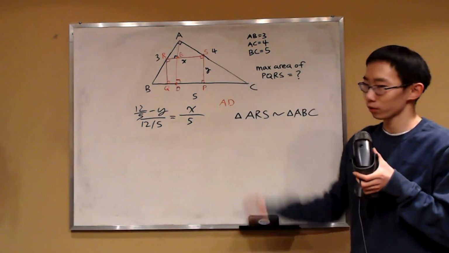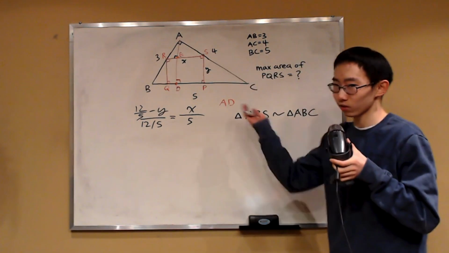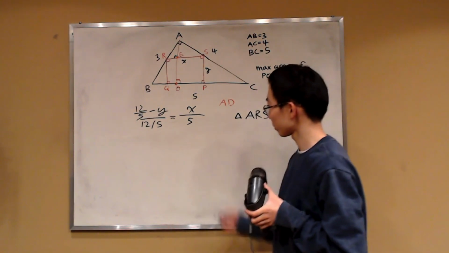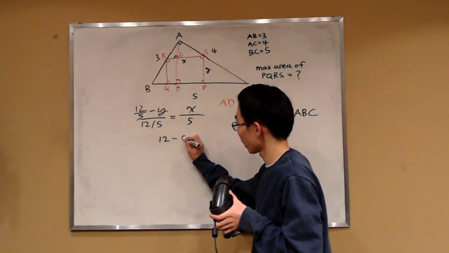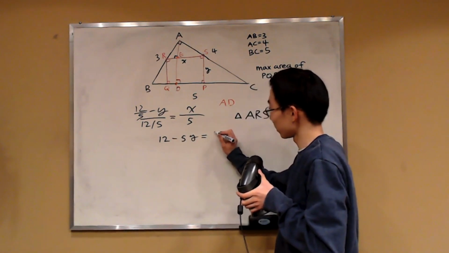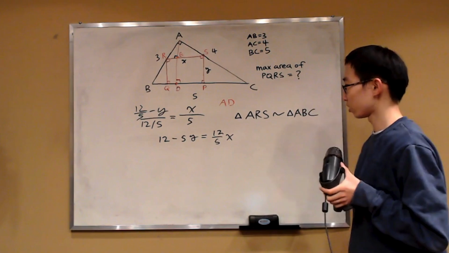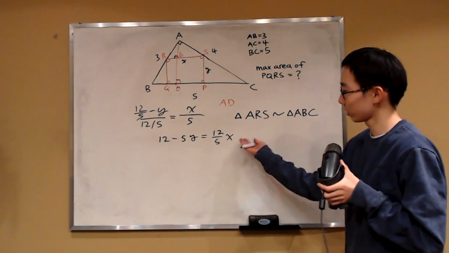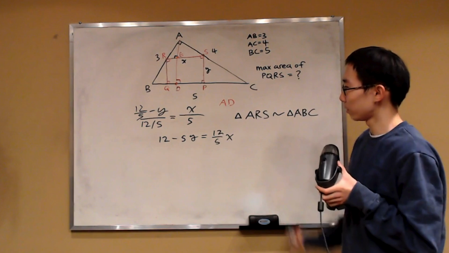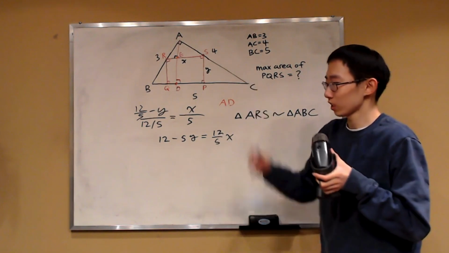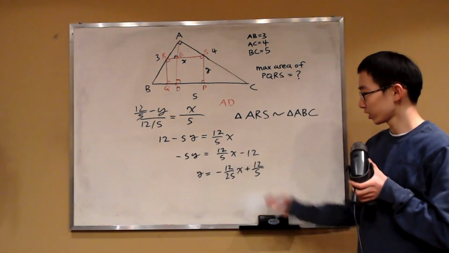We can just cross multiply and get our desired results. So we can cross multiply. This would be 12 minus 5y. That's going to be equal to 12 over 5x. Now, admittedly, it would be easier to just isolate for x, but I said we would do it for y, so let's just do it for y. So okay, I've isolated for y.